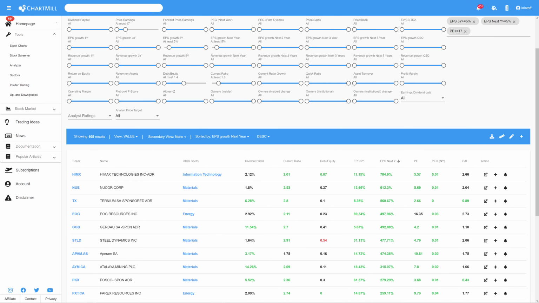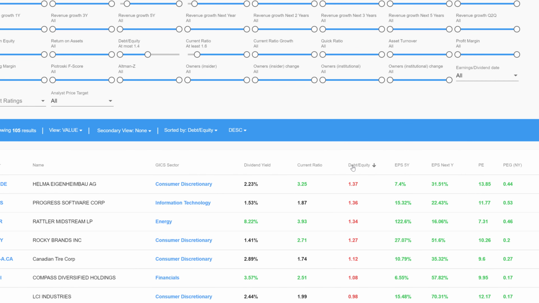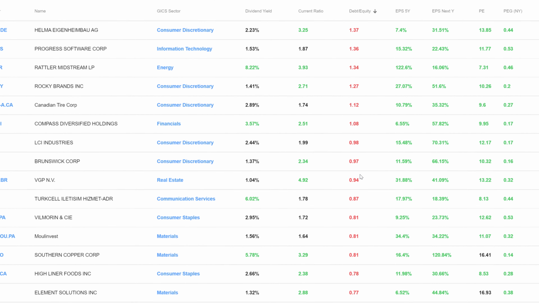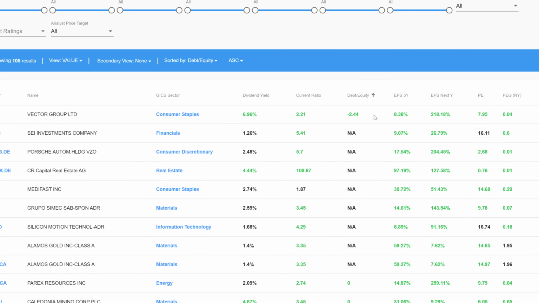All columns where an arrow appears next to the name when you hover over it can be arranged from high to low or vice versa. For example, if I click on debt equity, then I first get to see all the companies with the highest debt to equity rating. If I click again, then the column starts with the lowest figure.